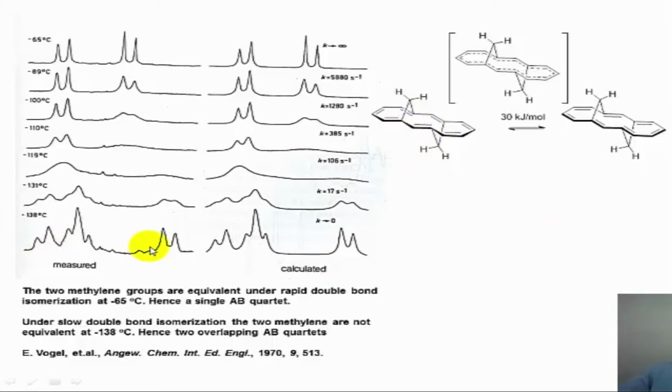In fact, what one sees is overlapping AB quartets. Two AB quartets are seen in this particular spectrum. They are overlapping and hence they are not very clearly seen as AB quartets. But if you look carefully, there is one limb of the AB quartet here, the other limb is here, and one limb of the AB quartet is here, the other one is over here. So there are two pairs of AB quartets which are merging and overlapping with respect to each other in this particular spectrum. And the activation barrier for the isomerization of the double bonds in this particular system is very low. It is about 30 kilojoules per mole.